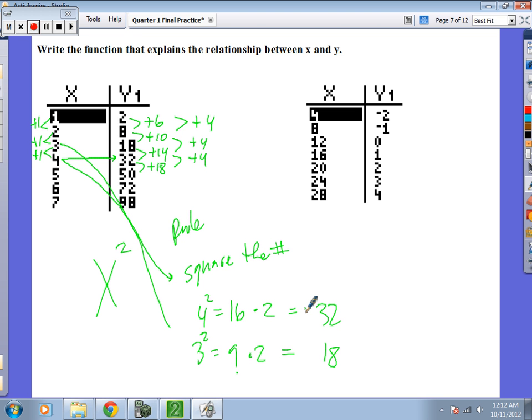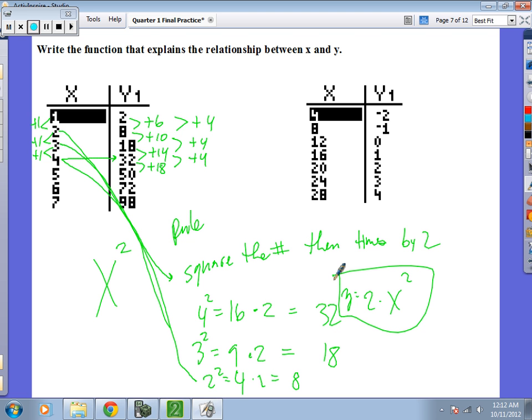So maybe here's my rule. Maybe I square the number, then times by 2. Let's try one more. 2. Alright, 2 squared is 4. 4 times 2 is 8. Okay, that's it. So my rule is going to be square the number and times by 2. y equals 2x squared.